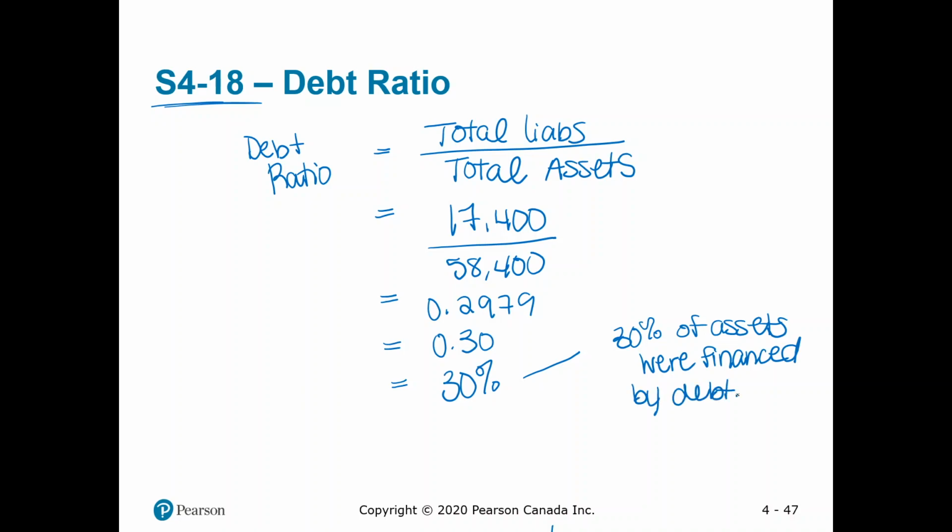Okay, so if 30% of the assets were financed by debt, then you kind of have to ask yourself the question, well, so what? What does that mean? We're doing this ratio to look at how likely the company is to pay off all of their debts as they become due.